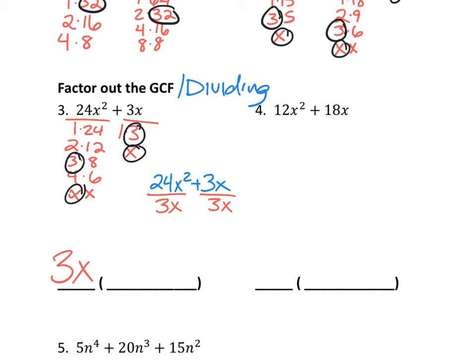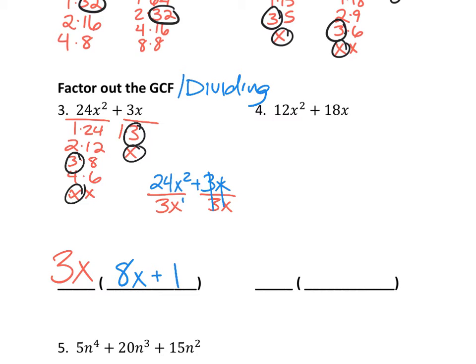Well, what's 24 divided by 3? 8. What's x squared divided by x? x. When we divide the x exponents, we do what? Subtract. We subtract 1. 2 minus 1 is x to the first power, or x. And what's 3 divided by 3? 1. What's x divided by x? 1. So then I have 1.